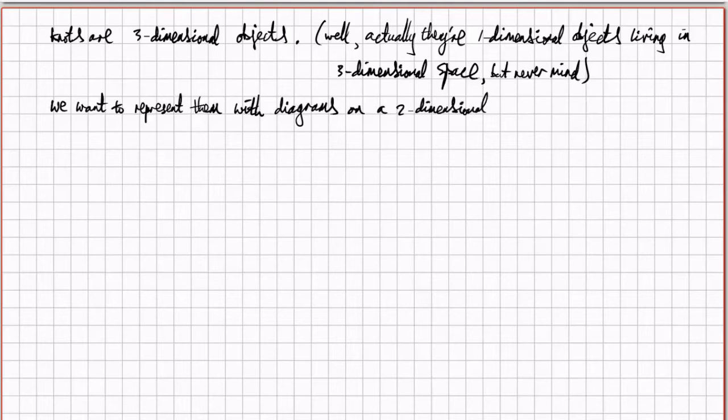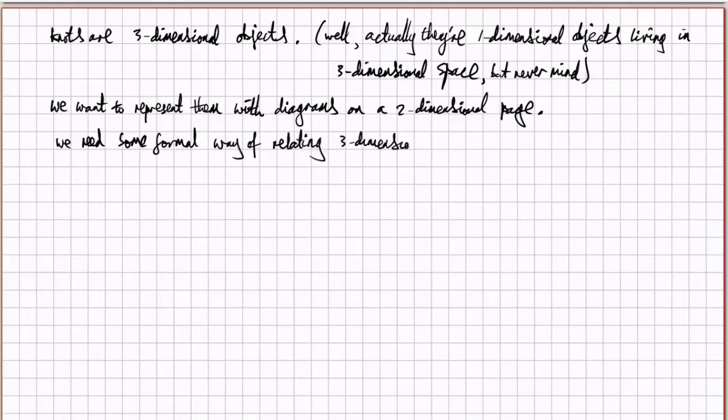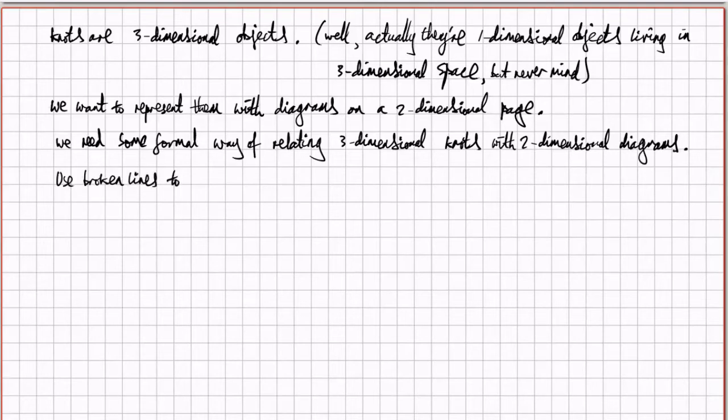And actually it's easier to represent them with diagrams on a two-dimensional page. But in order to make that precise, we need some formal way of relating three-dimensional knots and two-dimensional diagrams in a way that they behave the same and their notions of equivalence correspond to each other.